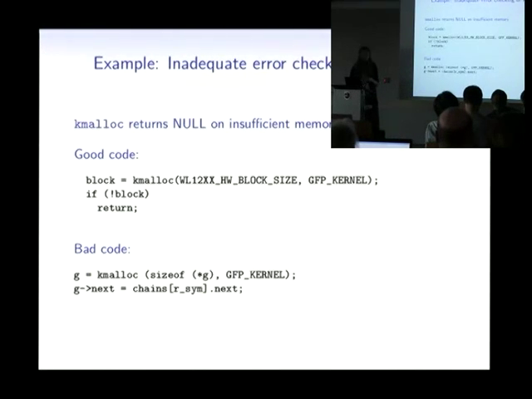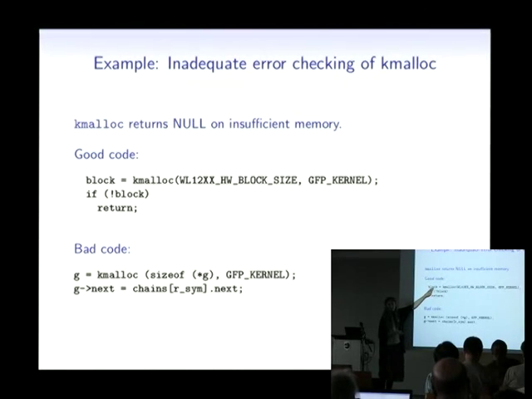So here's our example that we had at the very beginning. We have kmalloc. Kmalloc returns some value. That value might be null if the allocation failed, or it might be the thing we're interested in. If it's null, then you ought to check for that and abort or do whatever is appropriate. So this code here is fine. Here's some code which is not so fine. This person just says g equals kmalloc, and then there's a dereference immediately afterwards, and if it fails, then this will crash.